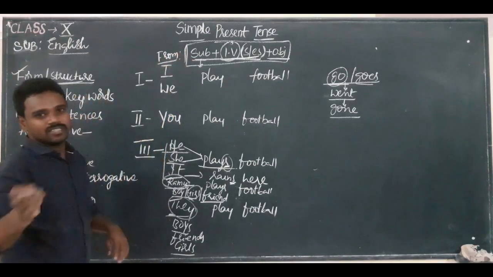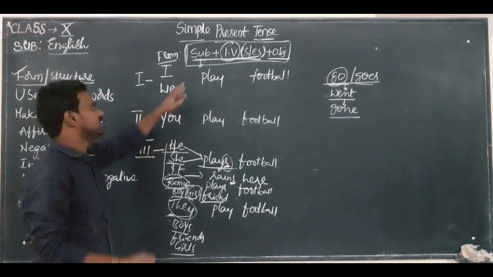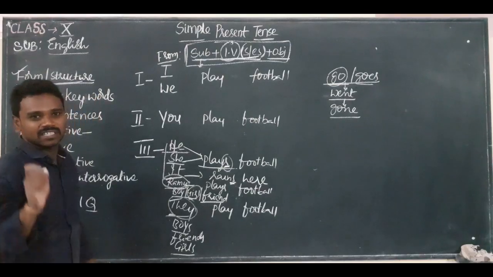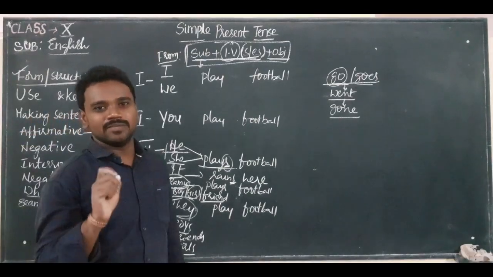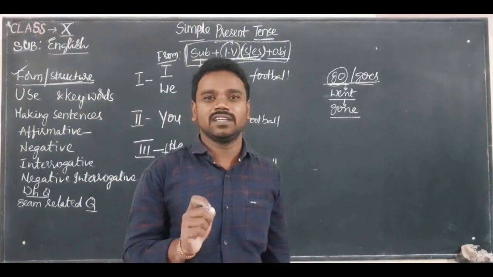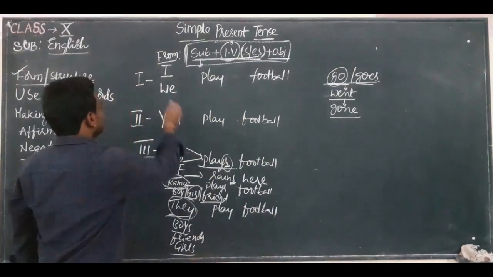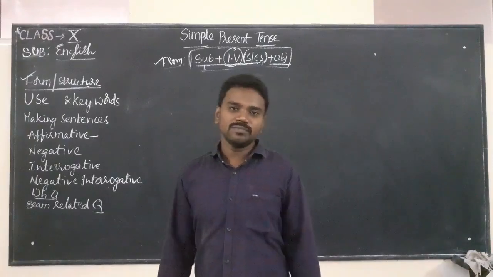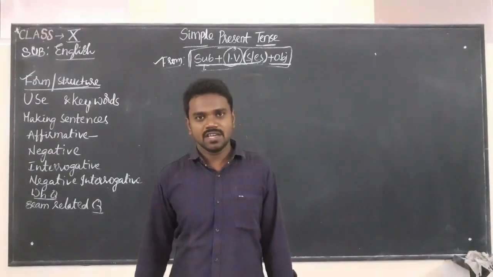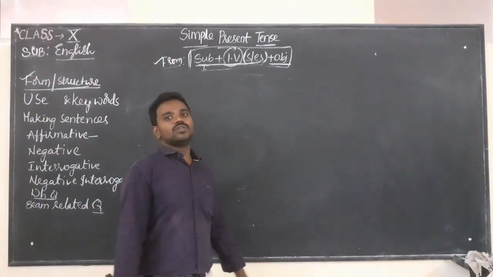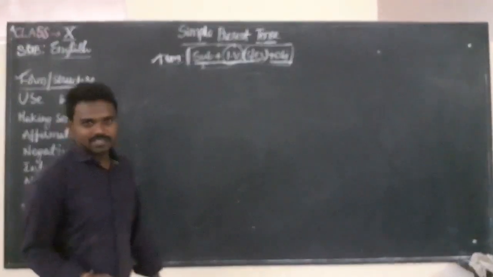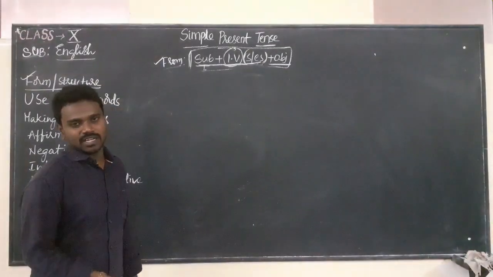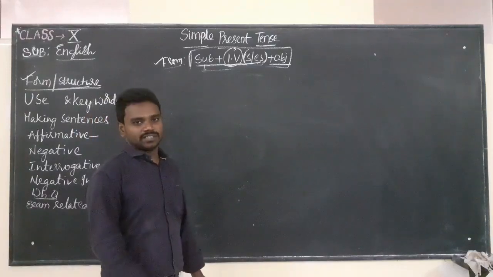Whenever I ask you, you should be in a position to answer. What is the form of simple present tense? Subject, first form of a verb, s or es to the verb, plus object. You have to answer it. And its keywords. When do we use simple present tense? We use simple present tense in many situations. It is used to talk about habits, daily activities, regular activities, and routines.